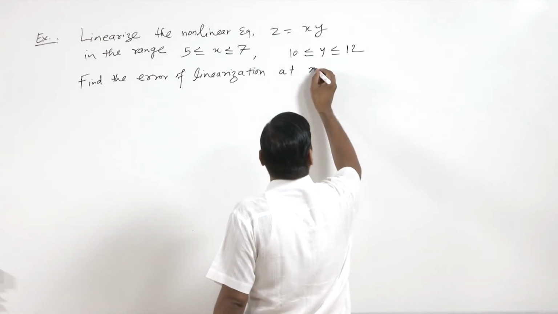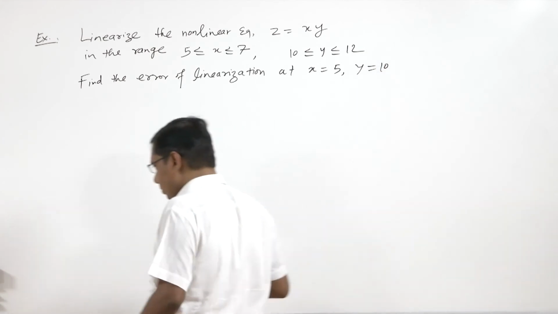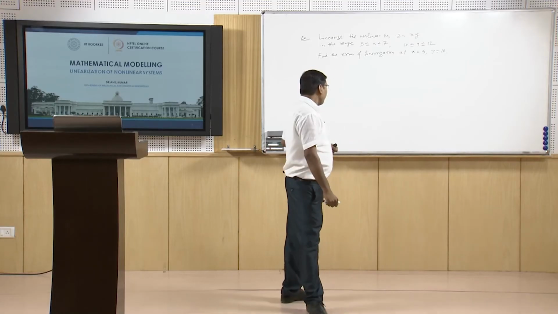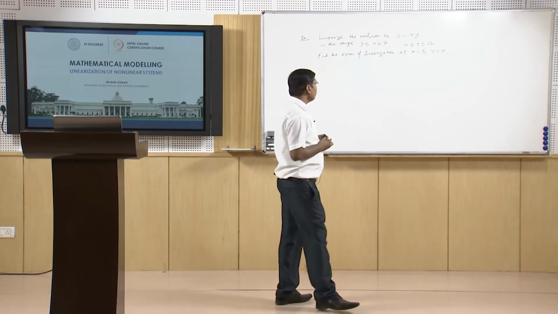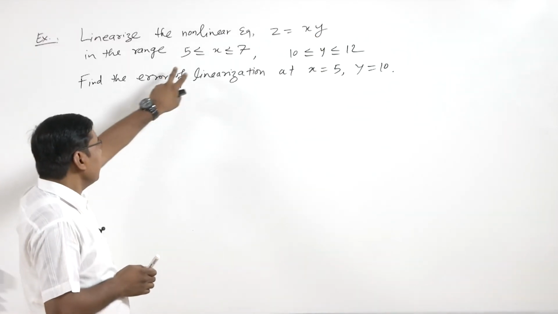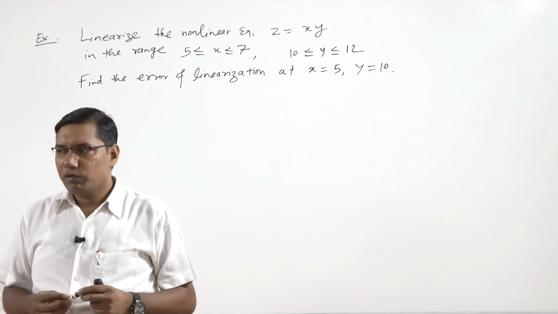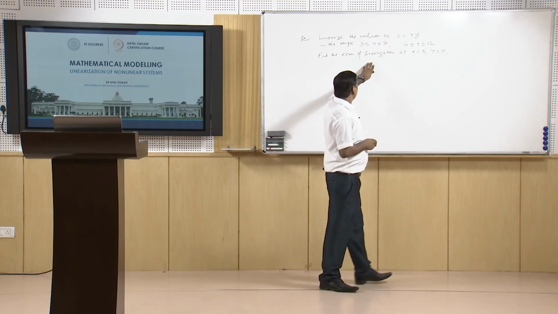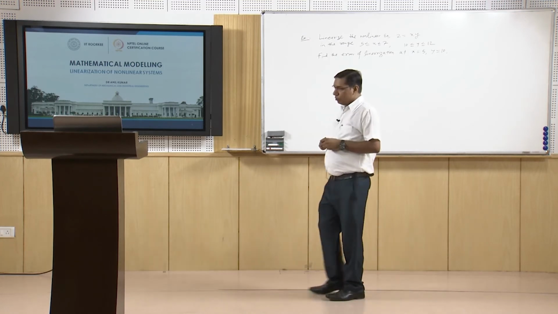At x equal to 5 and y equal to 10. So, here we have this nonlinear function z equal to xy. We have two input variables, x and y, and it is said that they have this range, 5 to 7 for x and 10 to 12 for y, and we have to find the error of linearization at x equal to 5 and y equal to 10.